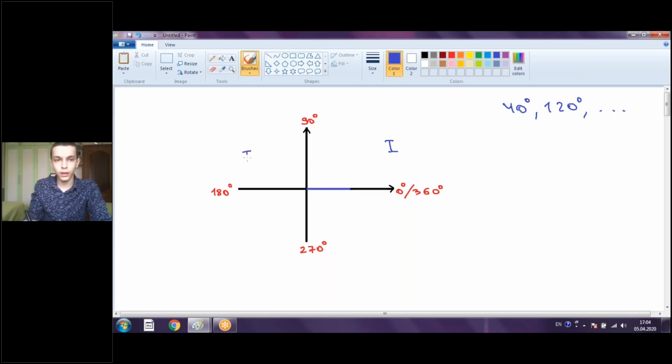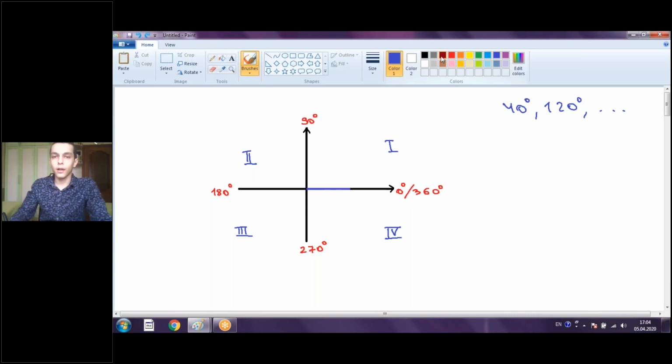Then the obtuse angle, second quadrant. Then the third quadrant. Here we have angles such as 210 degrees, 250 degrees, and so on. And the fourth quadrant, it's between 270 and 360 degrees.